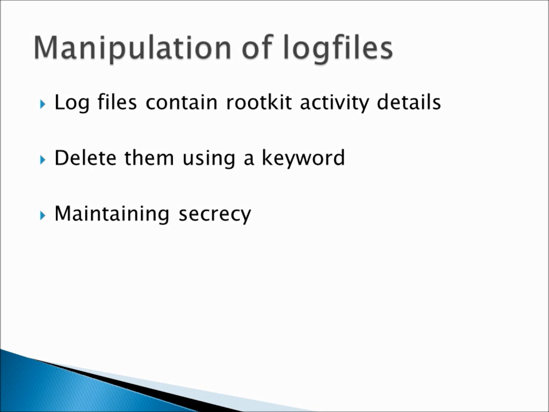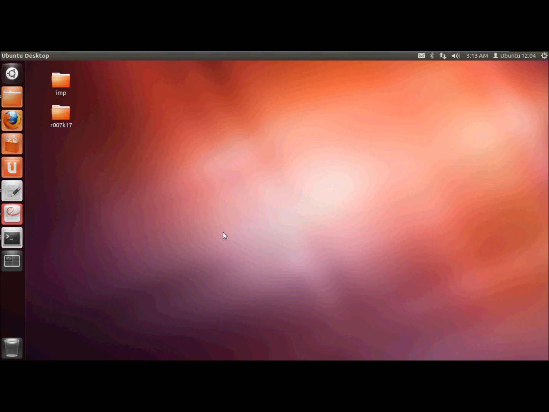For this, the attacker provides a few keywords and the rootkit program scans various log files and deletes all lines in the log file containing the keyword. This keyword may be any information related to the attacker. Let's see how this can be done. Here we show you how rootkits modify system log information.